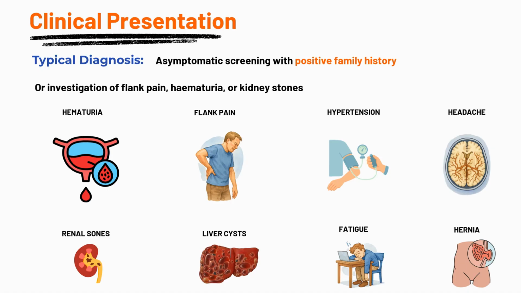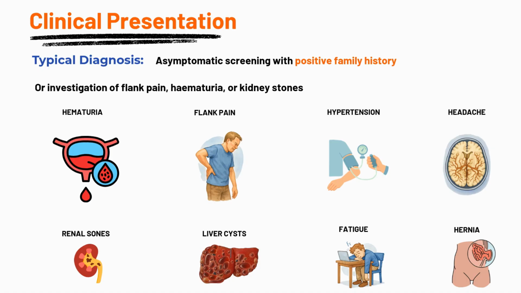Alternatively, patients may come to attention during evaluation of symptoms, most commonly flank pain, hematuria, or kidney stones. Hematuria is a common presentation, often due to cyst rupture or bleeding. Flank pain is very typically related to cyst enlargement, hemorrhage, or infection. Kidney stones are more frequent in ADPKD compared with the general population, mostly of uric acid nature.